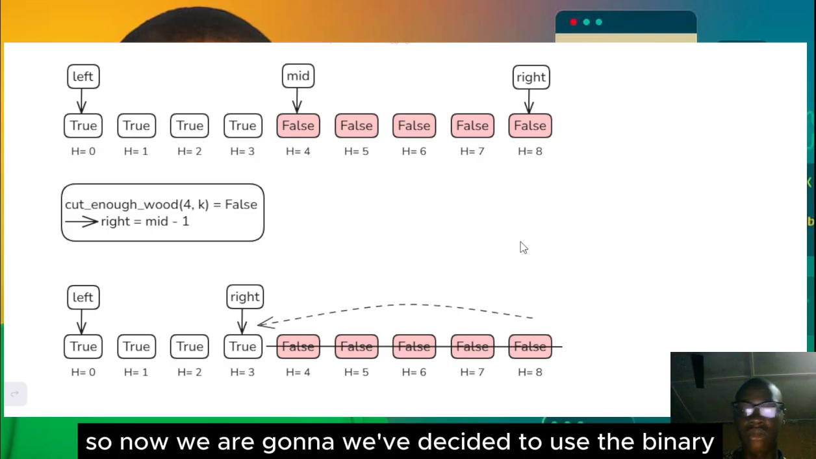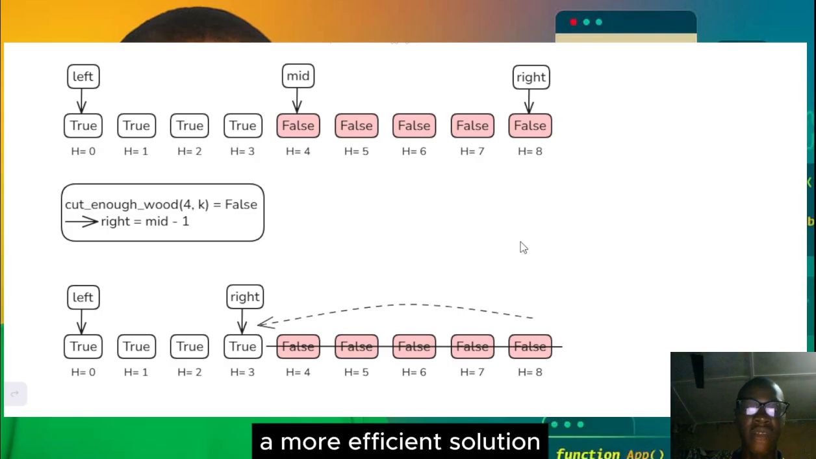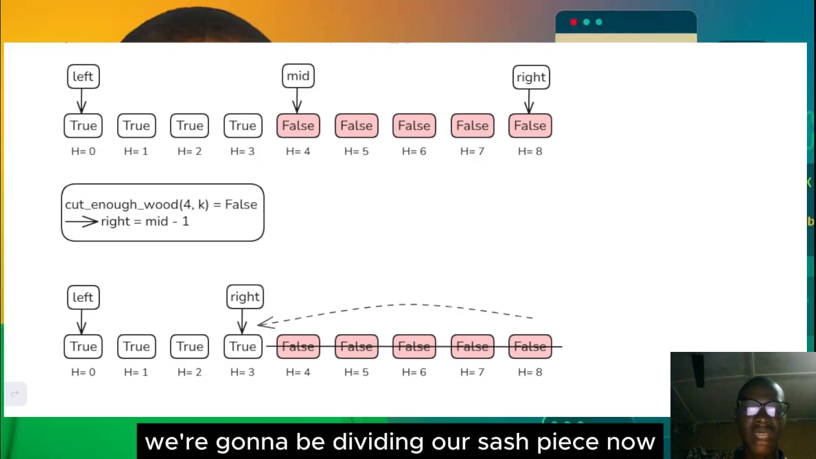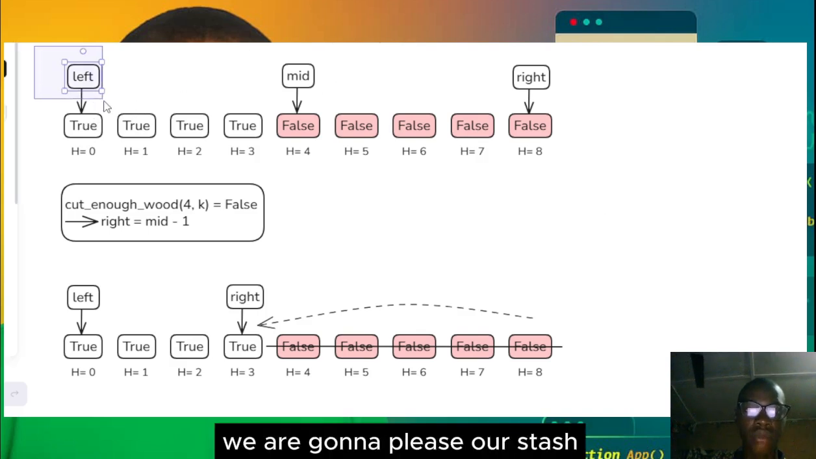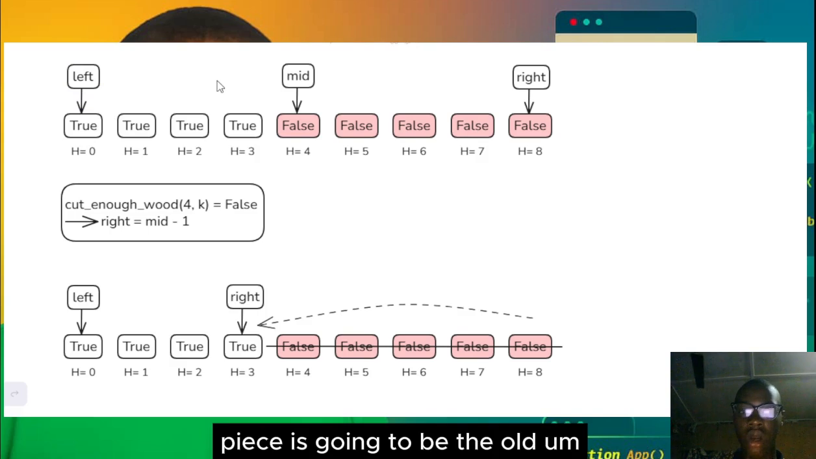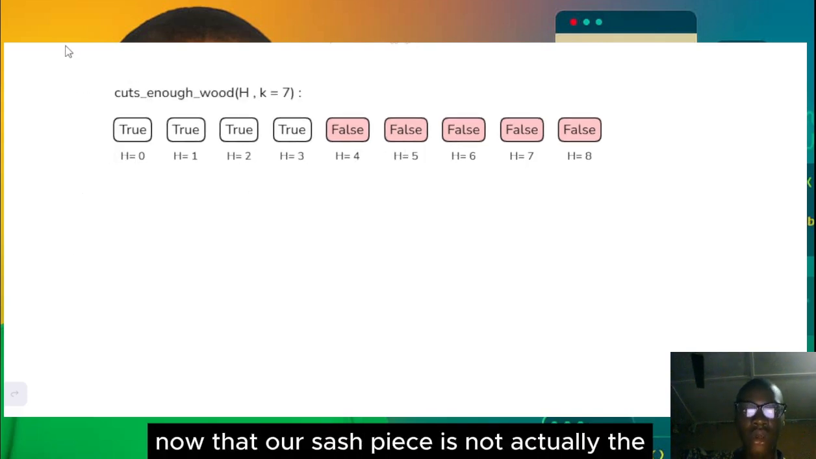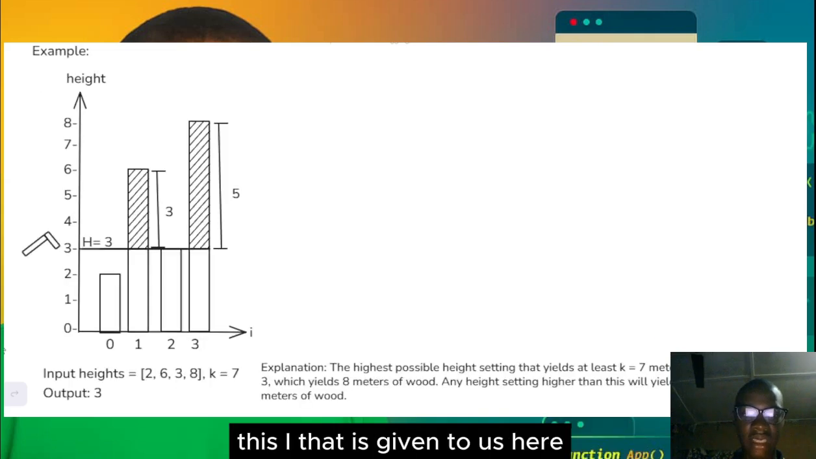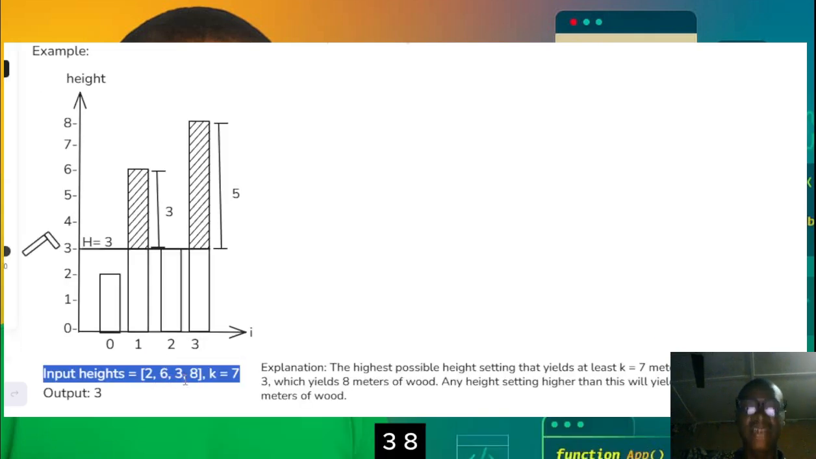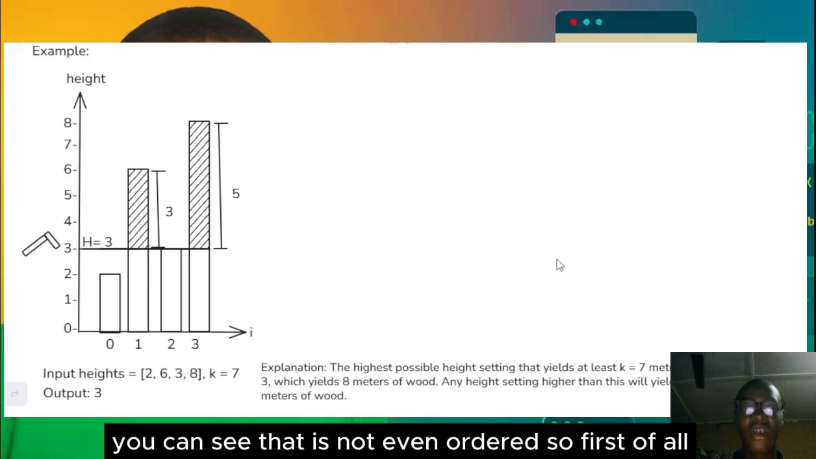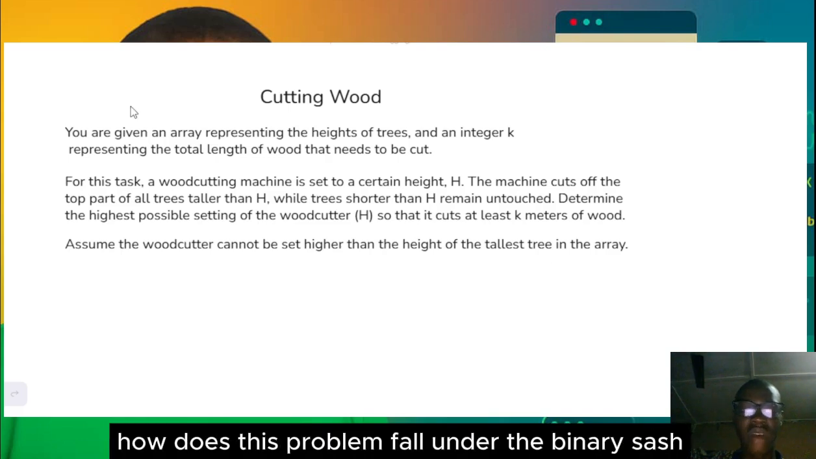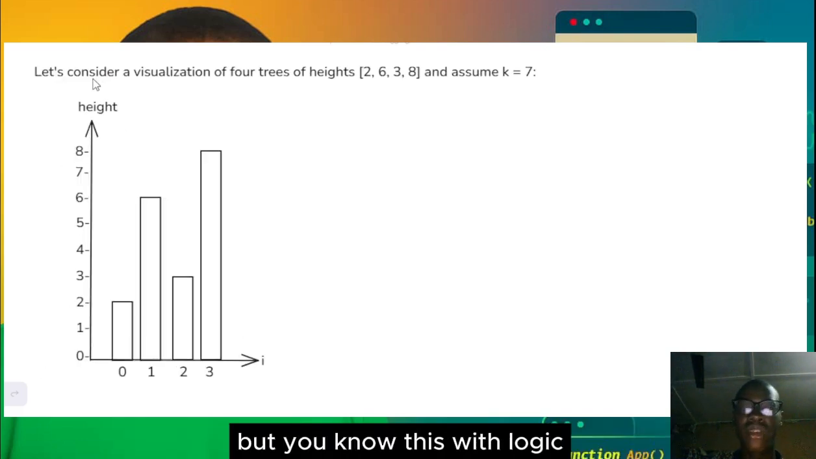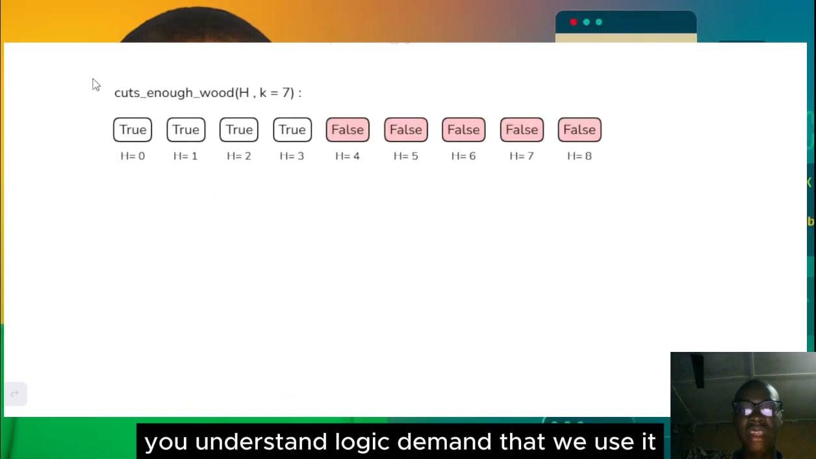So now we've decided to use the binary search so that it could give us log n time, a more efficient solution. And what we'll be doing is dividing our search space. You need to know something now, that our search space is not actually this array that is given to us here. This is 2, 6, 3, 8. You can see that it's not even ordered. So first of all, you might be thinking, how do we use a binary search technique to solve this problem? How does this problem fall under binary search? But it's with logic. You understand? Logic demands that we use it.